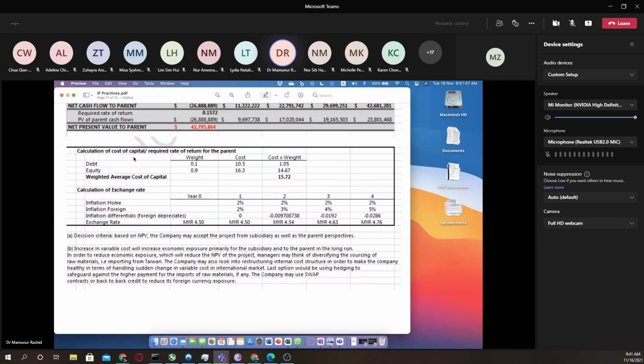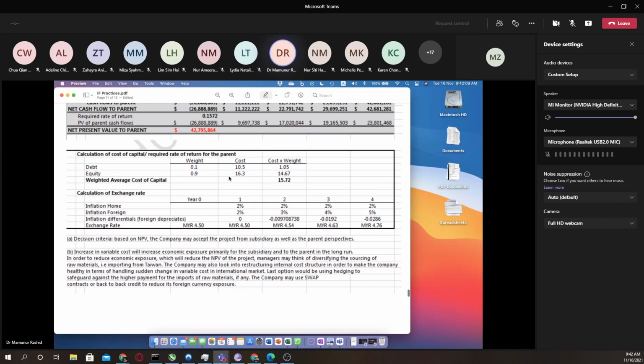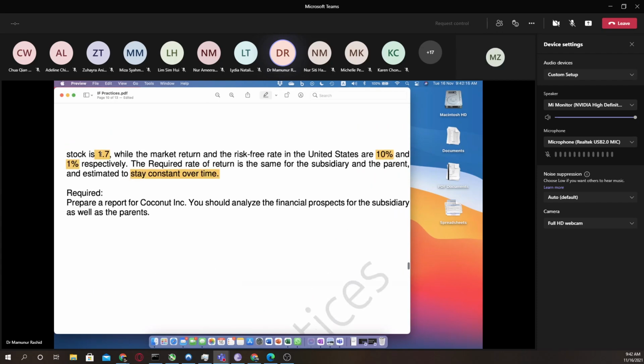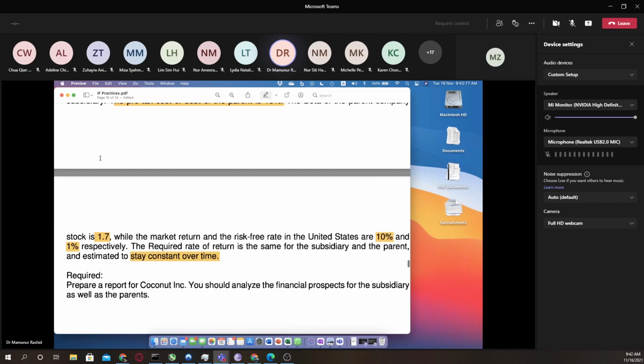This is calculated here, cost of capital or required rate of return for the parent. Parent and subsidiary is same figure. Debt is 10%, equity is 90%. The cost of debt is 10.5 and cost of equity is calculated 16.3. How is this 16.3 calculated? Let me show you the information. This is calculated based on CAPM, the same stock information, stock beta information. Let me show you.